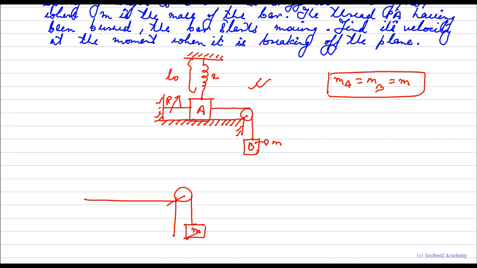This is my bar B of mass M. This is my bar A of mass M. And definitely my spring has stretched by some distance. So this is my spring. Let's say it now makes an angle of theta with the vertical. Initially it had length L0. In this particular case it has a length L0 into sec of theta. Okay, so the spring basically has stretched. Fine. There is going to be some tension in the string. Okay.